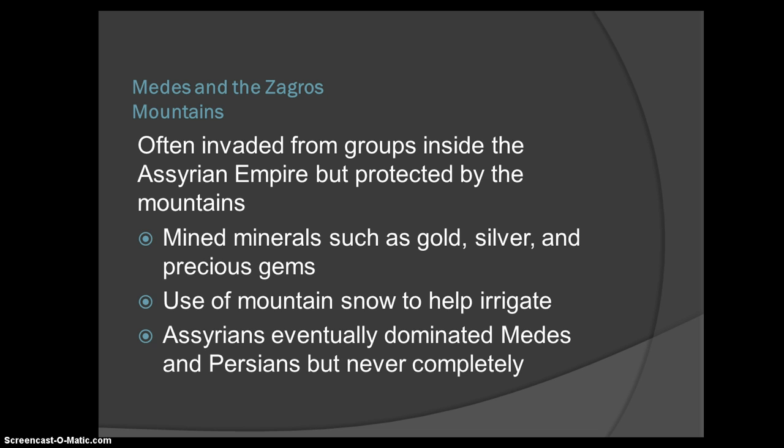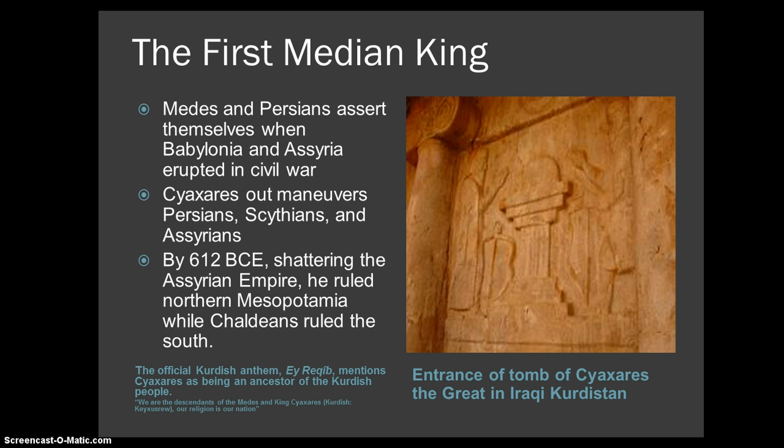So Medes and the Zagros Mountains. They often invaded from groups inside the Assyrian Empire, but protected by the mountains. Mountains are always a protection for people, but it also makes it difficult for anybody to rule. It's a double-edged sword. Afghanistan's a great example. Mined minerals such as gold, silver, and precious gems. Use of mountain snow to help irrigate. Assyrians eventually dominated Medes and Persians, but never completely. Okay.